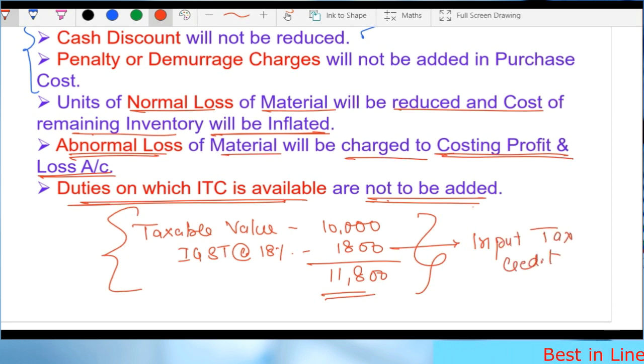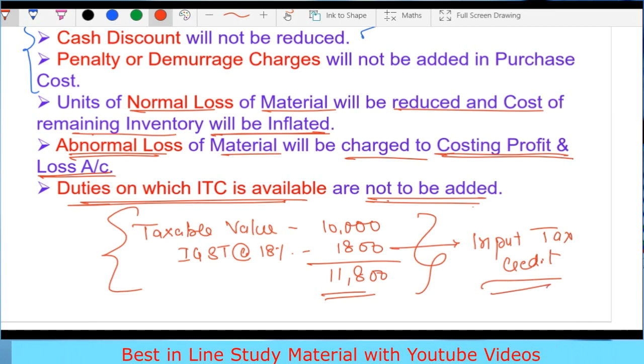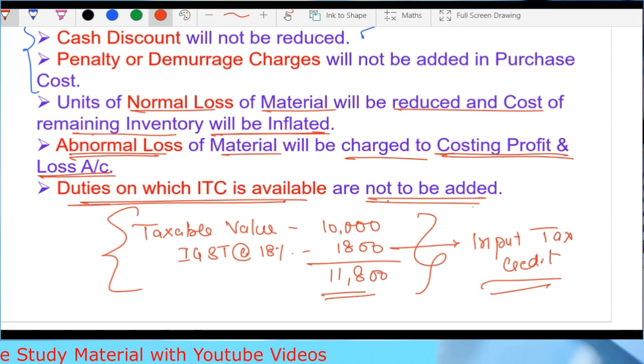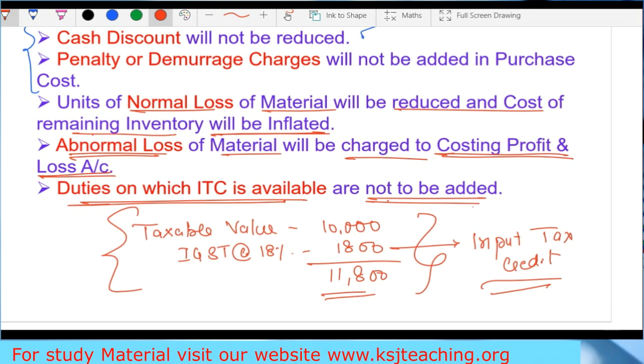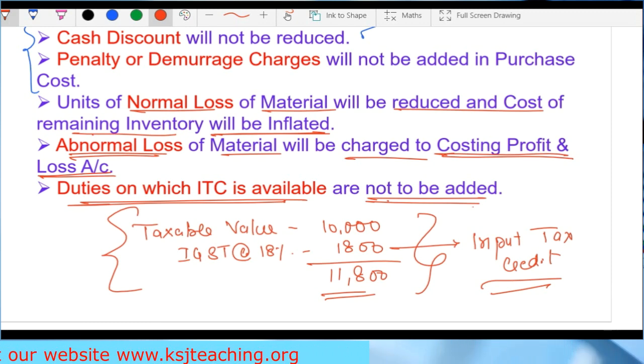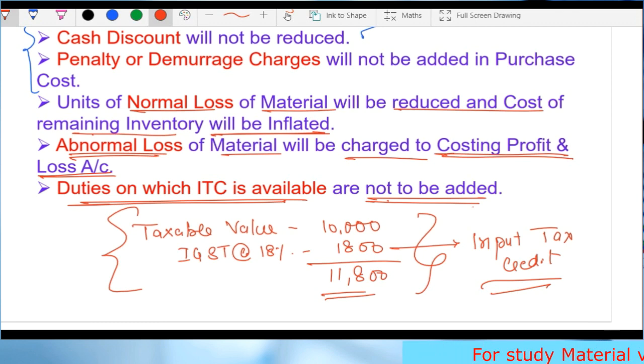Obviously, sir. So this will reduce your liability of tax. 1800. Sir, very simple. You will pay this 1800 to the supplier, right? Obviously, sir, the supplier has to deposit with the government. You will pay this 1800 to the supplier. That means the 1800 will flow out of your pocket. But at the same time, you will take this 1800 from the government in the form of ITC, in the form of input tax credit. That means from one pocket, 1800 will go out and it will come in the other pocket.